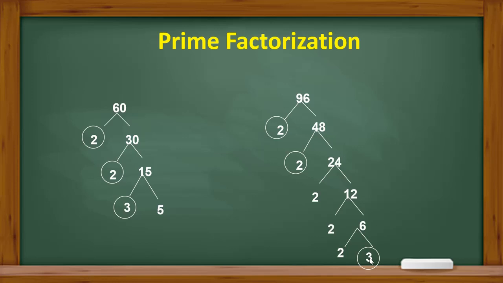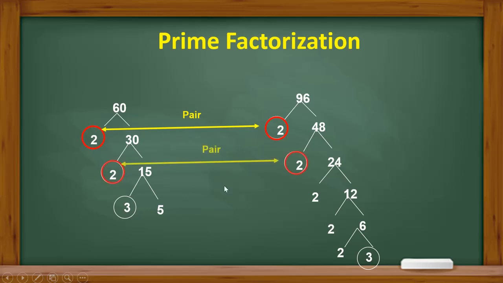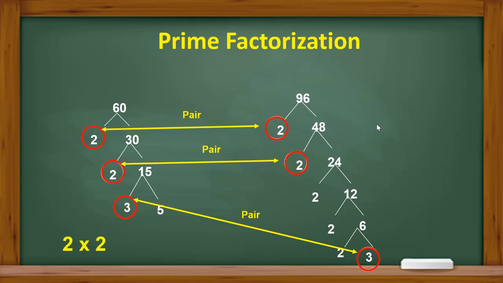Then, look for the common factors. For this, these are a pair. Next pair, and another pair. Then, we list all the pairs or the common factors. 2 times 2 times 3. So 2 times 2 is 4. 4 times 3 is 12. So the greatest common factor is 12.